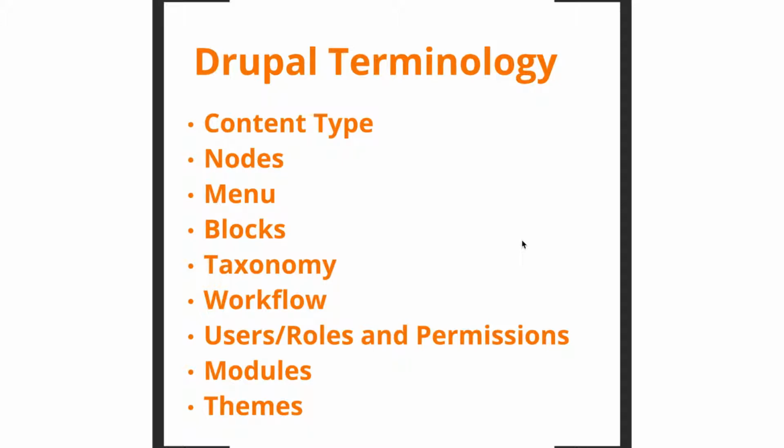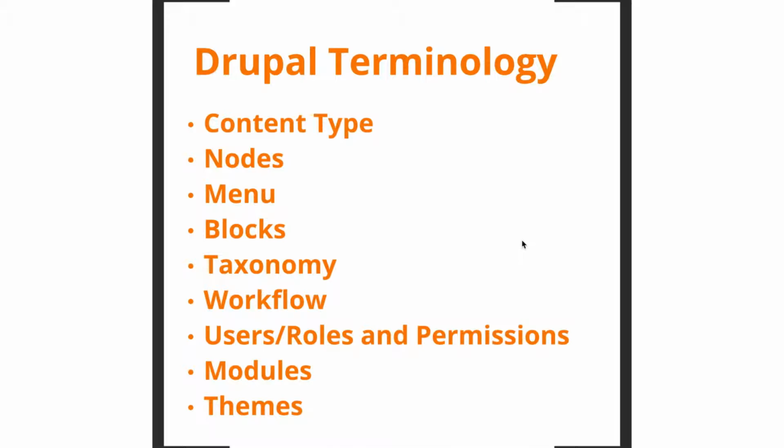So starting with content type. Content type is nothing but a type of content. You have a website where you can have a blog or you can have a simple page. You can also have events. So everything in Drupal when it comes to creating a page or different types of pages is nothing but a content type, and these content types can behave differently.